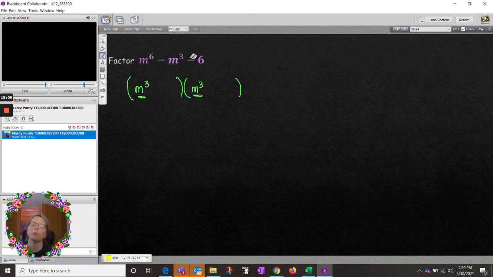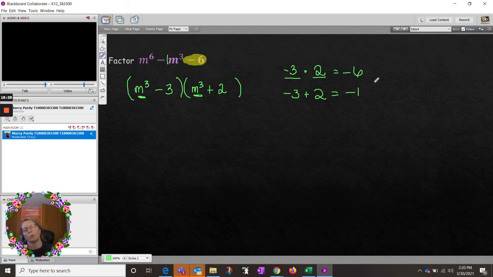So what we're looking for here are factor pairs of -6 that add to give us a -1. So that has to be a -3 and a +2. Those are the two numbers that multiply together to get -6 and add to give us -1. So that would be our answer for this one.